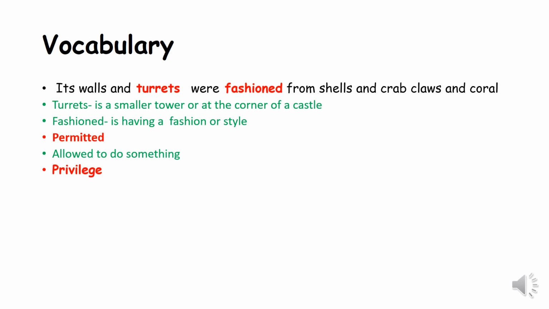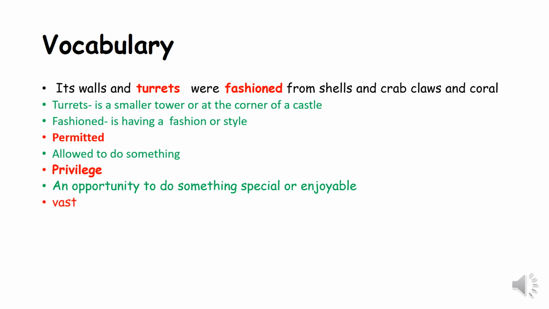Let's have a look, shall we? So privilege is an opportunity to do something special or enjoyable. Vast. What does vast mean? Do you know? Let's have a look. So when something is vast, it is extremely big. Sleek. What does sleek mean? Do you know? Let's look. So when something is sleek, it is smooth and glossy.